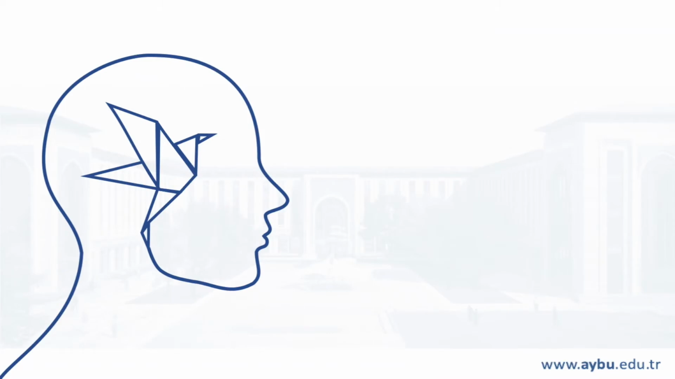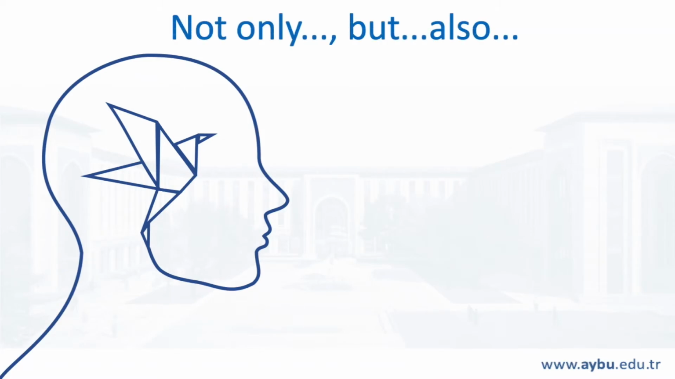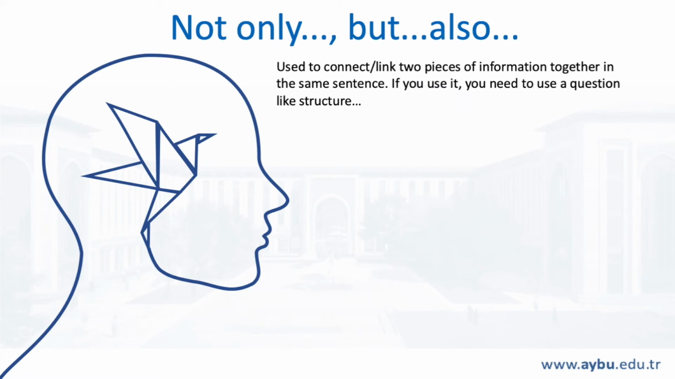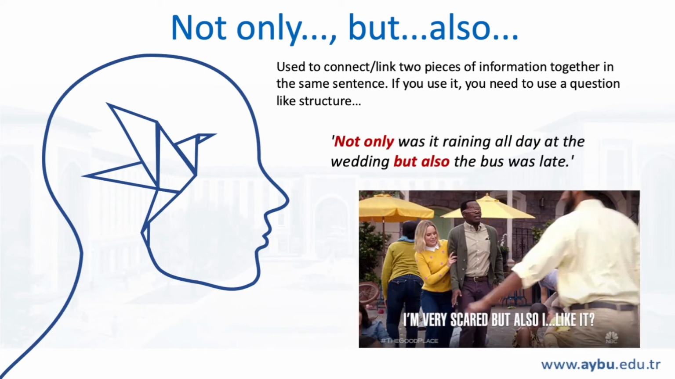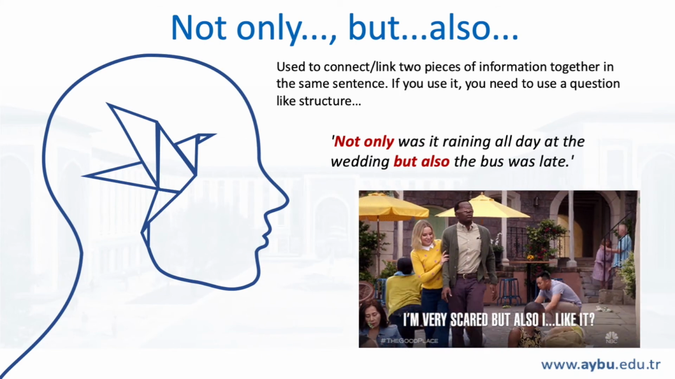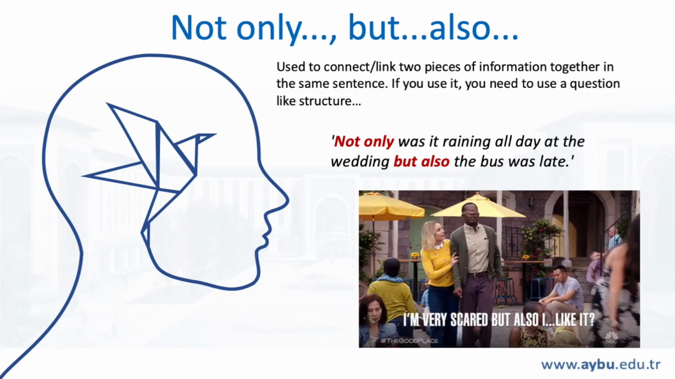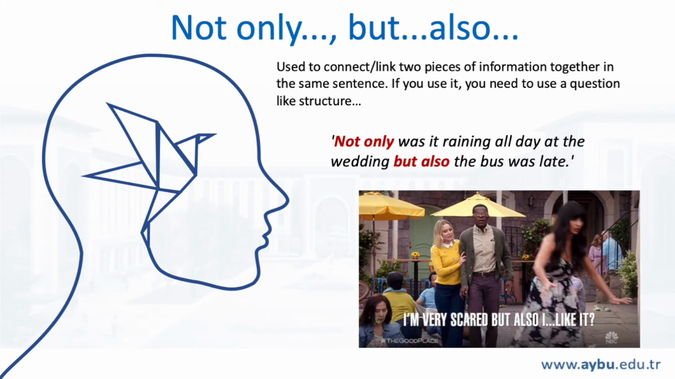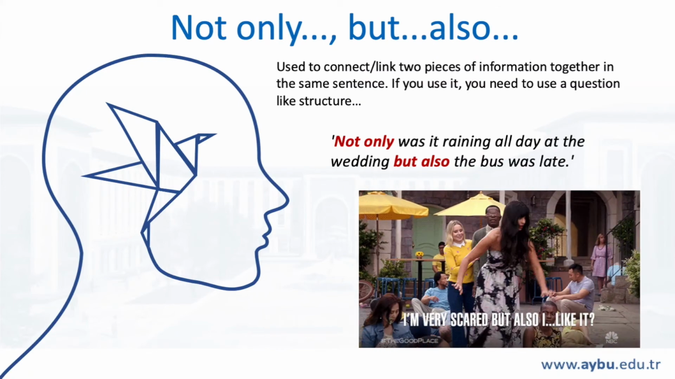The next one is not only but also. I think this is highly academic. This is normally used to connect two pieces of information again, but in the same sentence. If you use it, you need to use a question-like structure, just like in the example. Not only was it raining all day at the wedding, but also the bus was late.